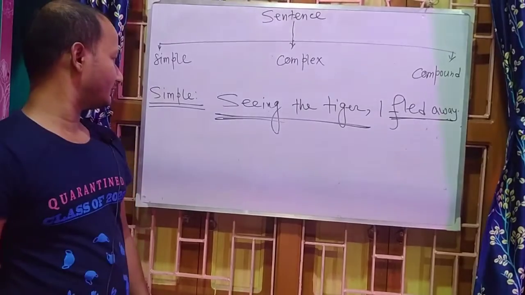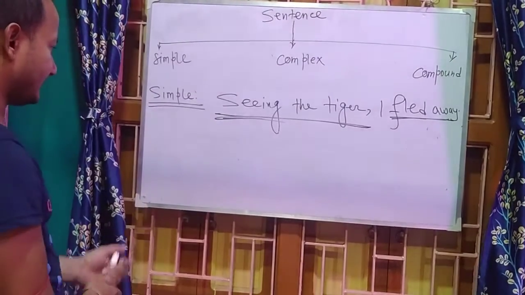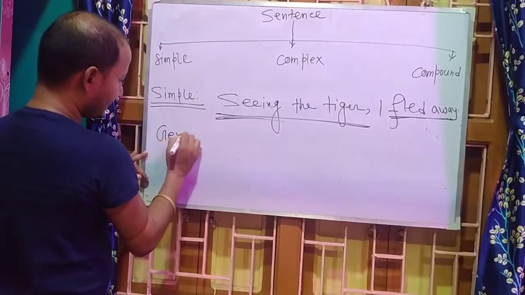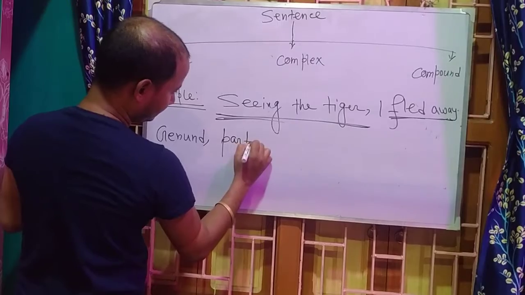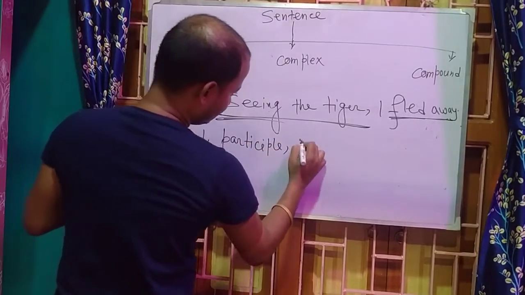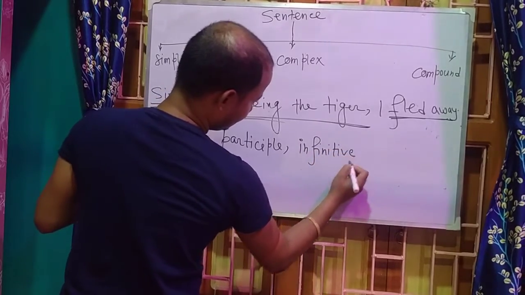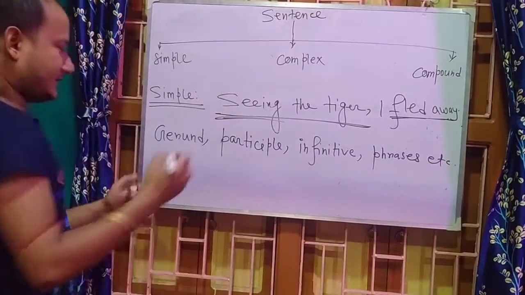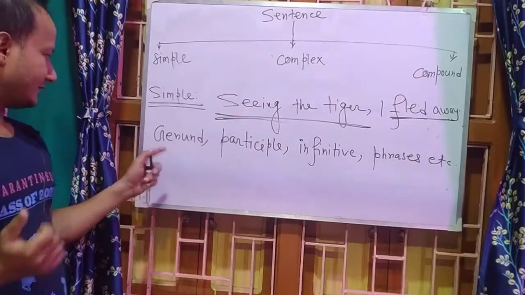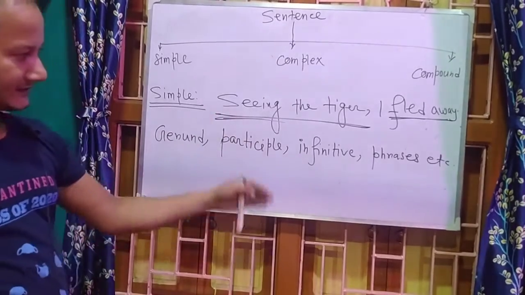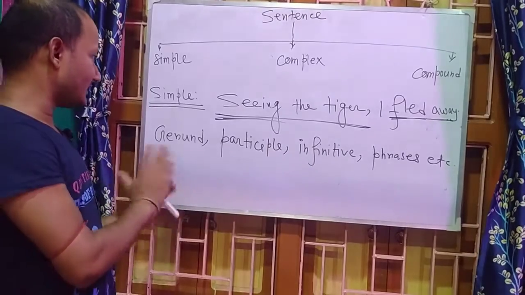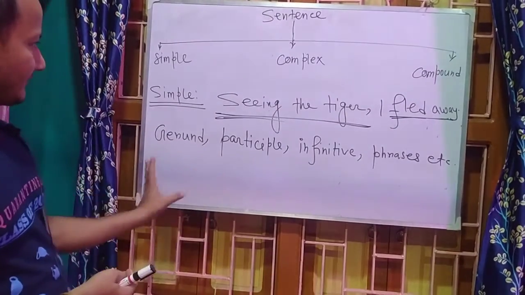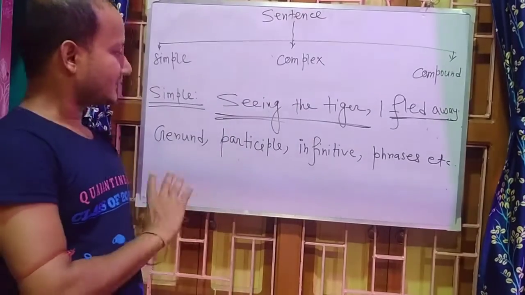I hope, dear students, you understood the simple sentence. Remember, to form a simple sentence, you need to know gerund, participle, infinitive, various types of phrases, etc. So this was the definition of a simple sentence, and what you need to remember to form it, I have already explained.